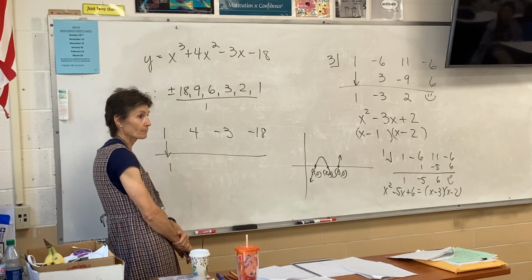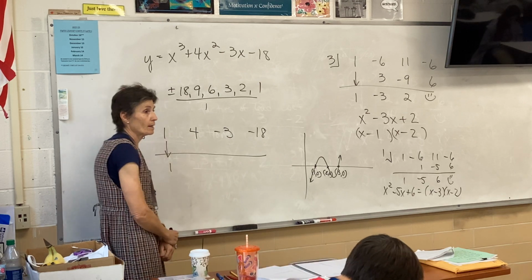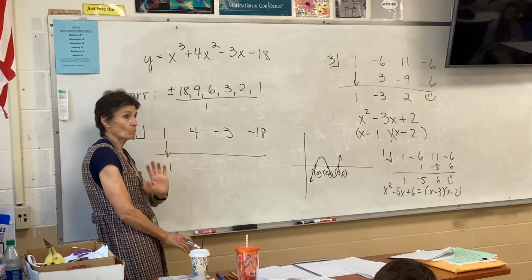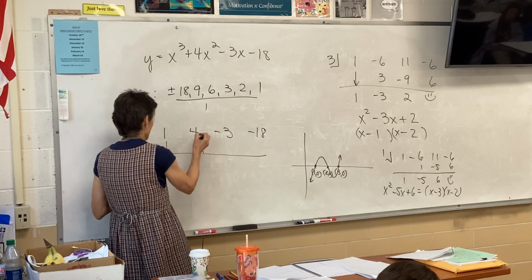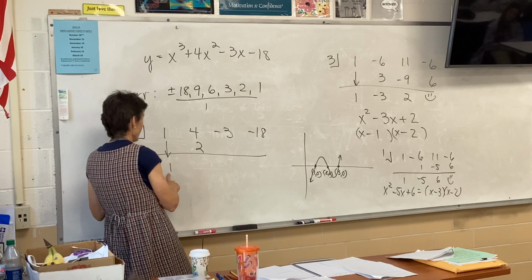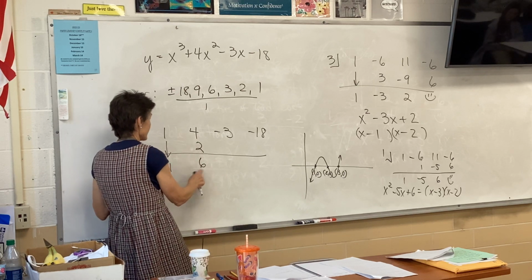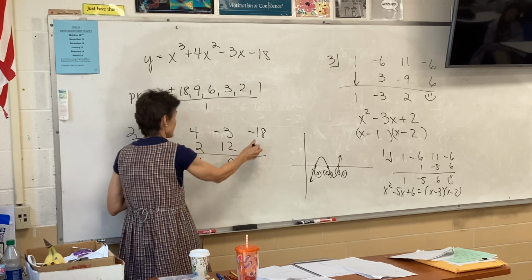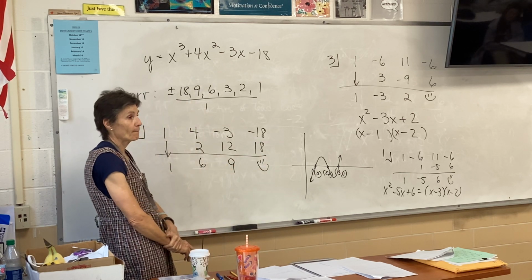Find one yet? Ruby, what'd you find? Two works. Now, again, as we just said with Gio in the last problem, you can find other things that work. I'm gonna go with 2 because she spoke up, so 2 times 1 is 2. If you're not sure how to do this, watch. 2 times 1 is 2. Add. 2 times 6 is 12. Add. 2 times 9 is 18. Add, and sure enough, she got it.